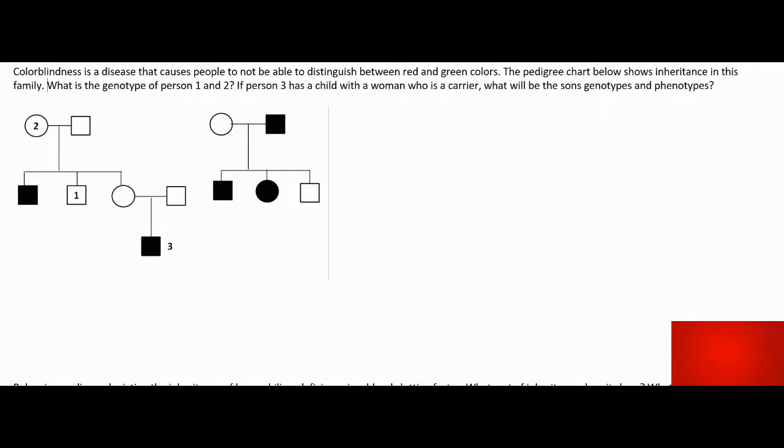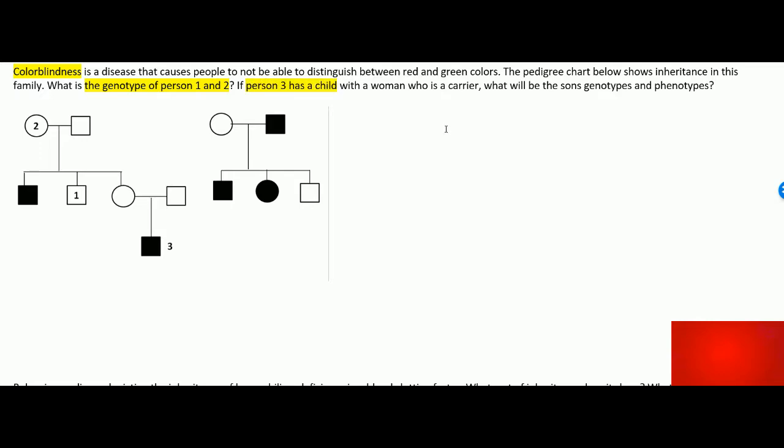So my step one for solving any pedigree is to first look for any references, either in the text or in the key, to whether or not the trait is X-linked, or if it's colorblindness or hemophilia. So in this case, it's right up front telling you that this is colorblindness, which we already know is an X-linked recessive disease. So it's going to be asking us for the genotypes of persons 1 and 2, and also something about person 3's children.